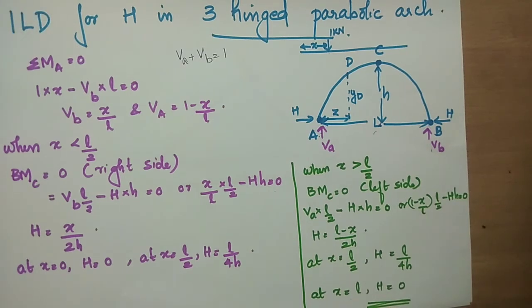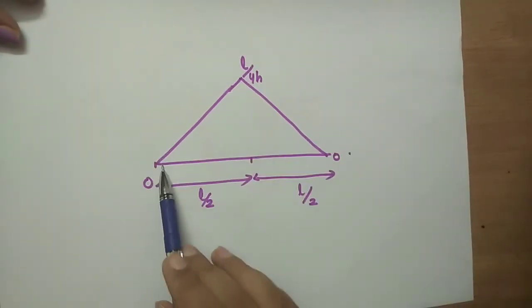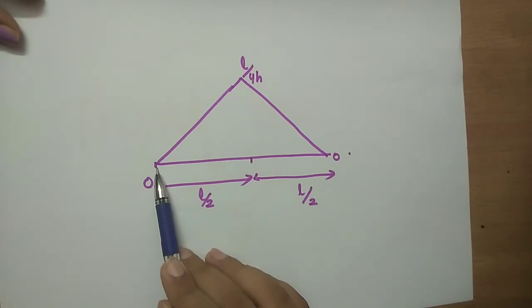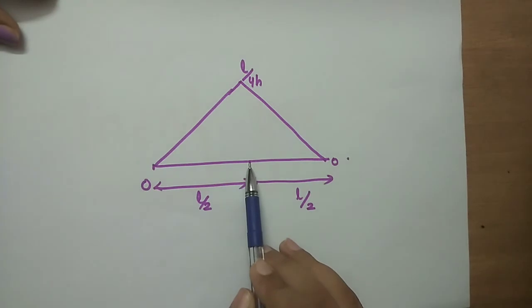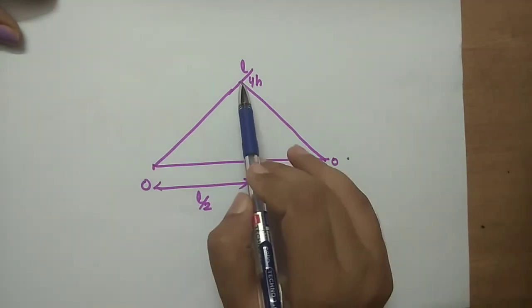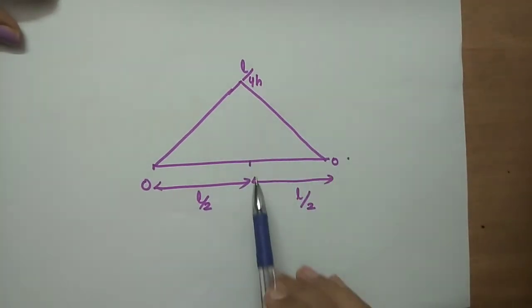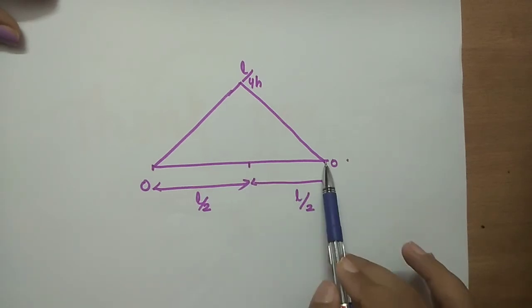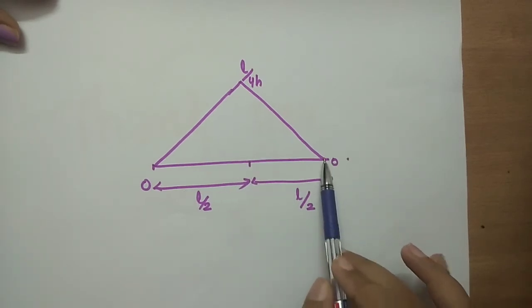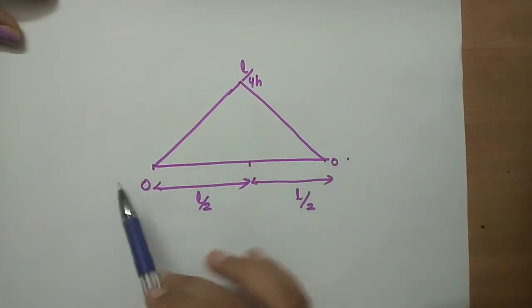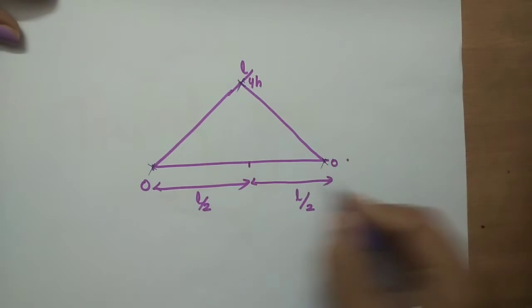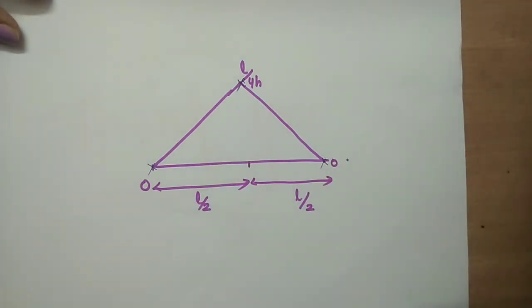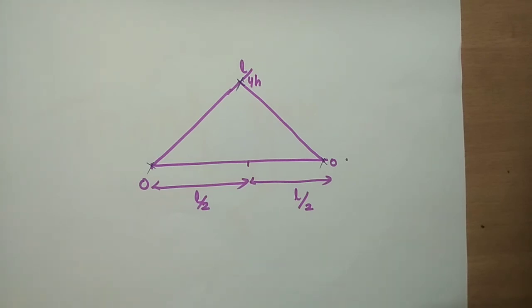Now we are going to plot the ILD. At x is equal to 0, H is 0. At x is equal to L by 2, H is L by 4h. At x is equal to L by 2, again H is L by 4h. And at x is equal to L, that is at the other point, H is 0. So this is the ILD. Join all the points. This is the ILD for horizontal thrust when a unit load moves from one end to the other.